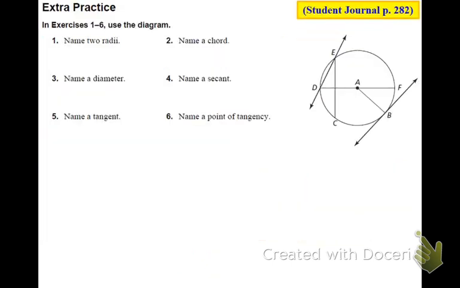Number 1. We have a picture. Name 2 radii. Why did I call it a radii? Because there's 2. It's plural. Have you ever heard of a syllabi? Remember that a radius is a segment. So what is one of the radii here? AB. Go ahead and write it. AB, which is the same thing as BA.